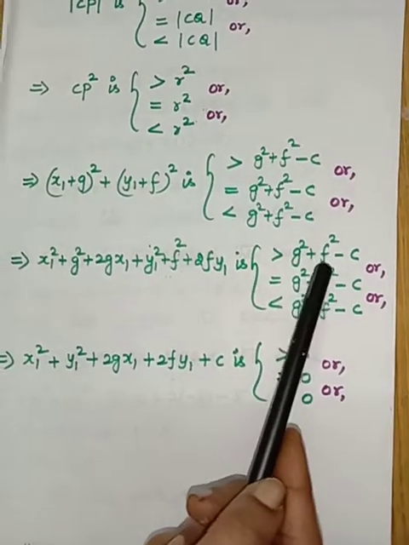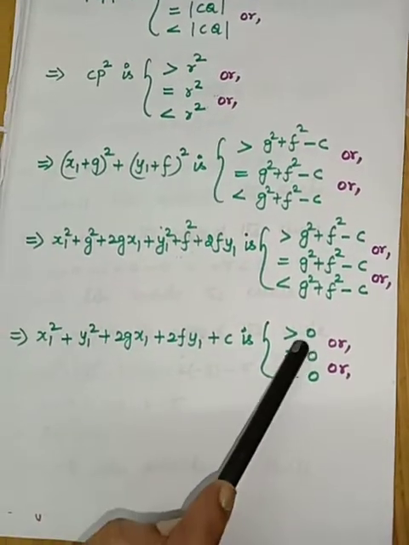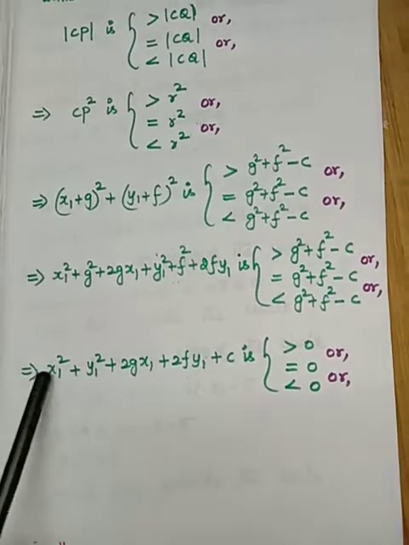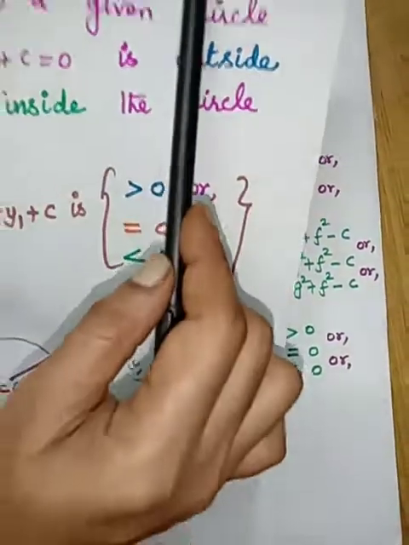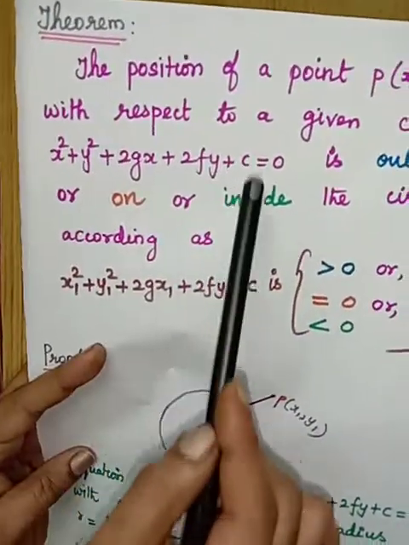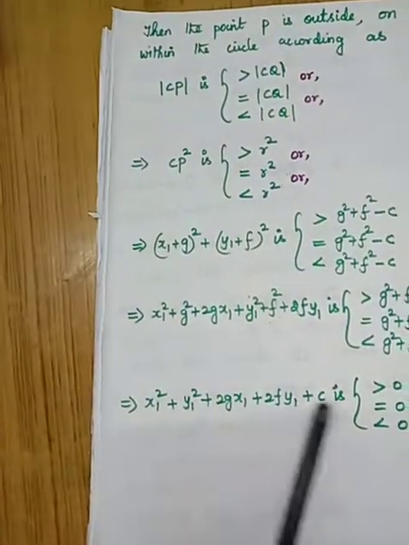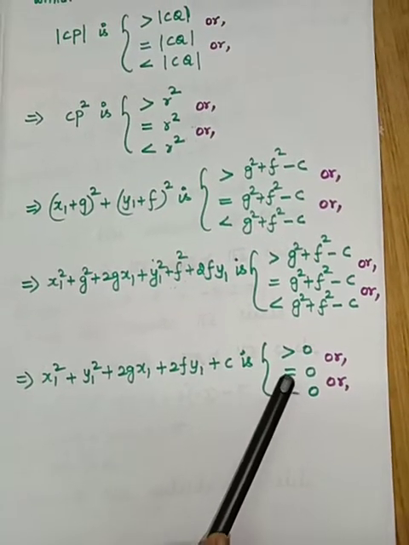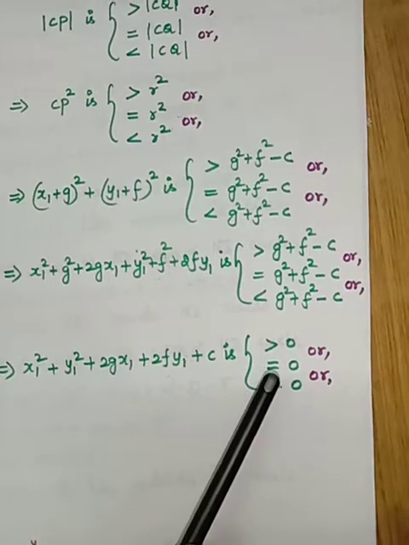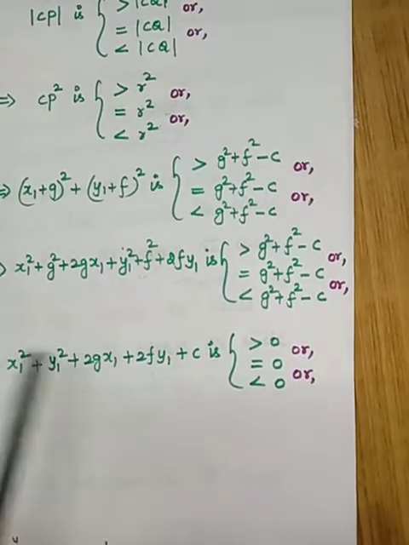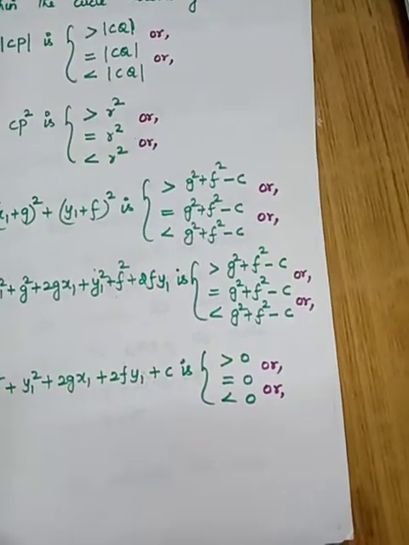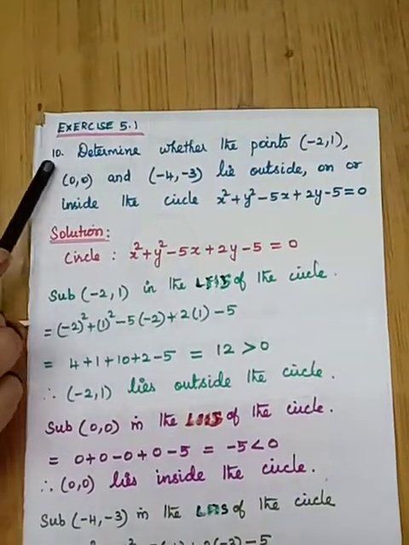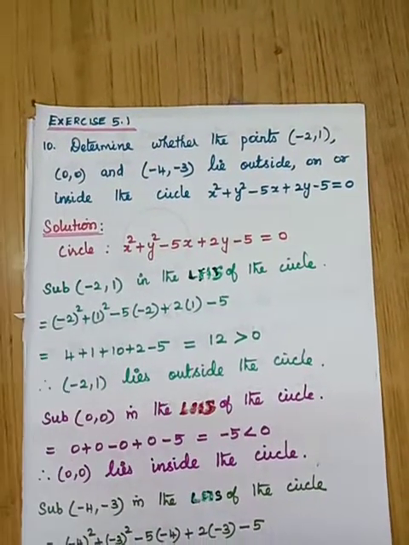How has the 0 come? We have brought all the terms to the left side, so on the right we have 0: greater than 0, equal to 0, less than 0. So I have substituted the point (x1, y1) in the left side of the circle equation. If this result is greater than 0, the point lies outside the circle. If it is equal to 0, the point lies on the circle. If it is less than 0, the point lies inside the circle.